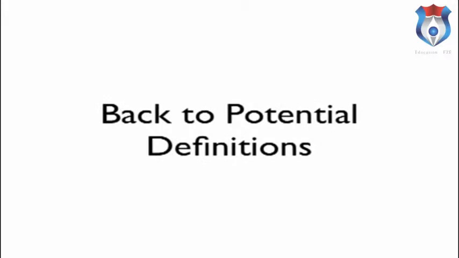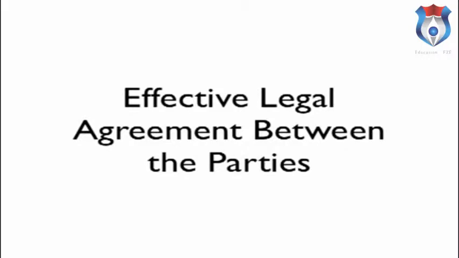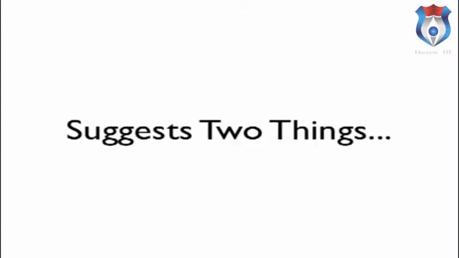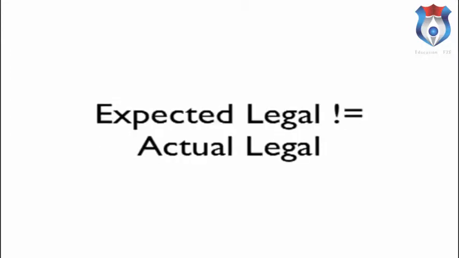But getting back to potential definitions. One candidate for a definition is the actual written document. Another candidate is the effective legal agreement between the parties. So regardless of what's written down, what's the actual effective legal agreement between the parties? Now, this potential definition suggests two things. First off, the expected legal agreement might not be the actual legal agreement. So what one party or both parties or all parties think in their heads the contract is might not be what a judge says the contract is.